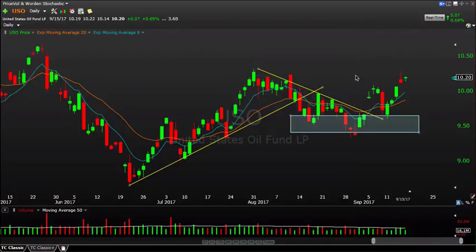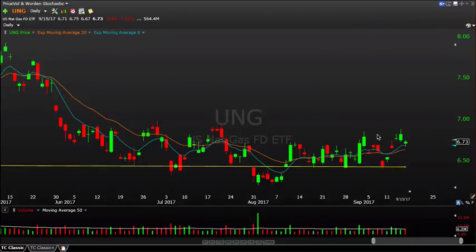So again, you want to pay attention to it, pick your spot accordingly. But I think there is at least a near-term shift in sentiment in USO, and I think that's something worth paying attention to. No trade in that or position in it as of right now.